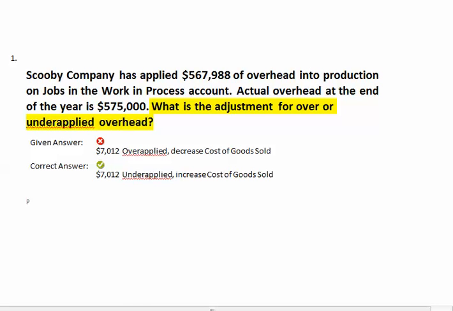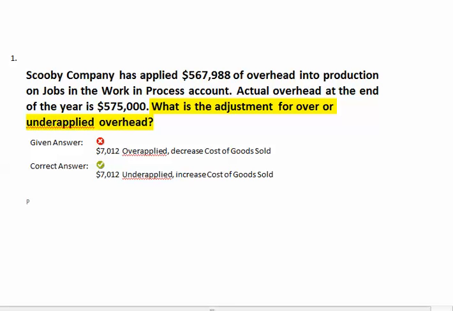Scooby Company has applied $567,988 of overhead into production on the jobs in the work in process account. Actual overhead at the end of the year is $575,000. Well, obviously the adjustment they're looking at is we're going to be clearing out the factory overhead account to bring it to zero. So we have to find the difference.